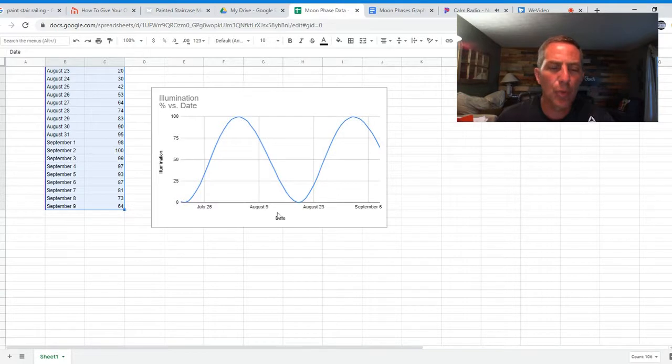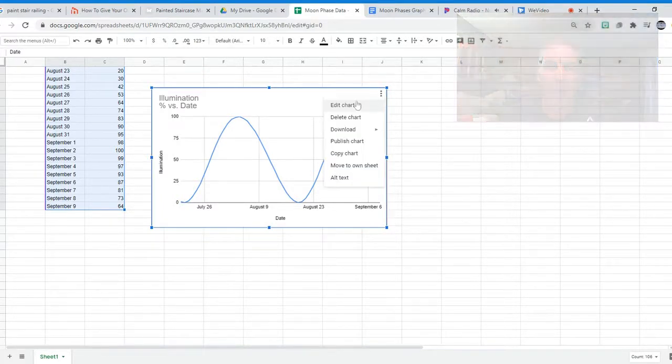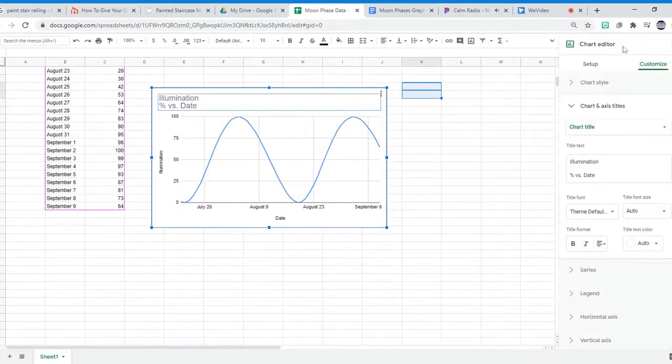It would be easier to read some of these dates along the x-axis and some of the numbers or percents along the y-axis if we were able to adjust or add more grid lines. To do that, we click on the graph. We can then go to these three dots up here and go to Edit Chart, or you could simply double click the graph and the chart editor over on the right-hand side opens up.